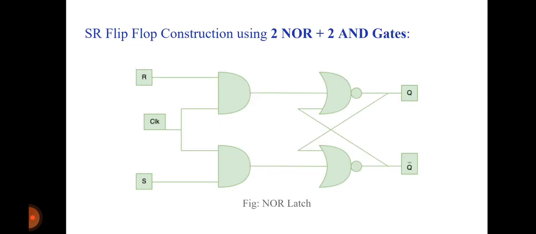Let's see the construction with two NOR gates and two AND gates. First, S and R are taken as inputs, and clock is the other input for both of the AND gates. Then the AND gates' outputs go into the NOR gates. For the first NOR gate, the other input is taken from the output Q bar, and for the second NOR gate, the other input is taken from the output of the first NOR gate, that is Q.